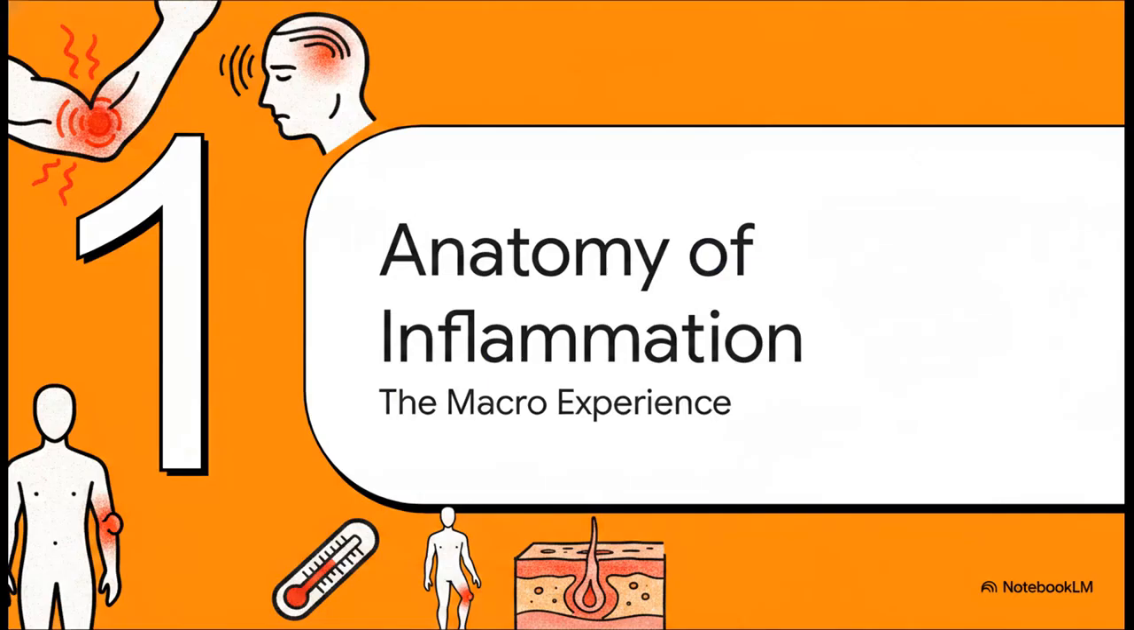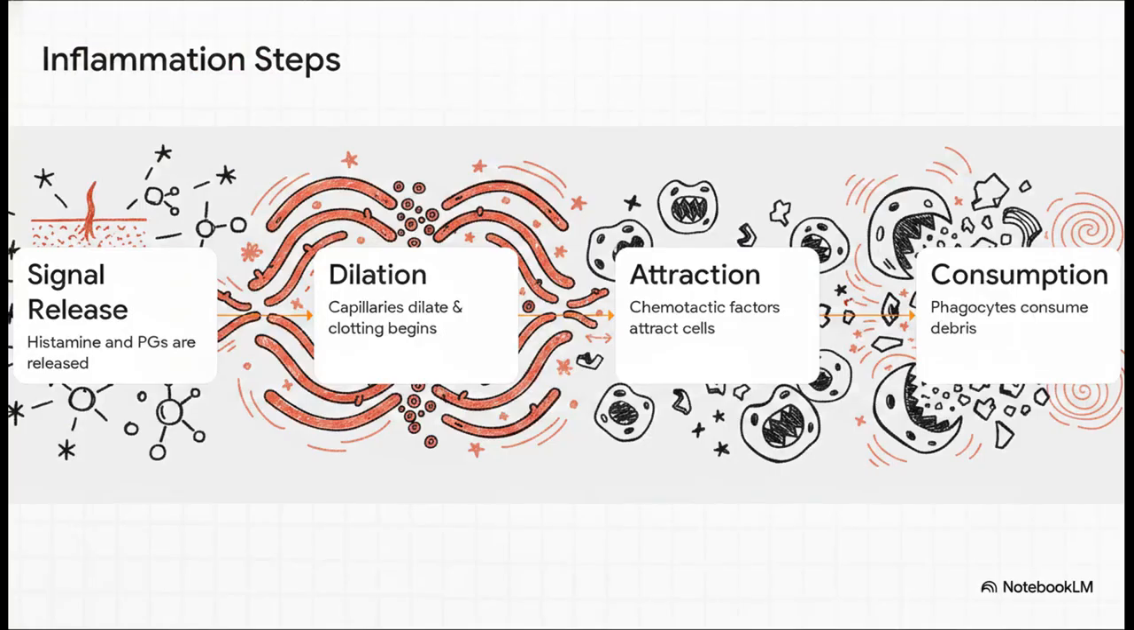All right, Section 1. Anatomy of an inflammation. Let's set the stage with the macro experience of tissue damage before we get into the microscopic weeds. So whenever your tissue takes a hit, whether it's physical or chemical, your body kicks off this wildly coordinated biological response. Boom. Step 1, chemical signals like histamine and prostaglandins are immediately released.